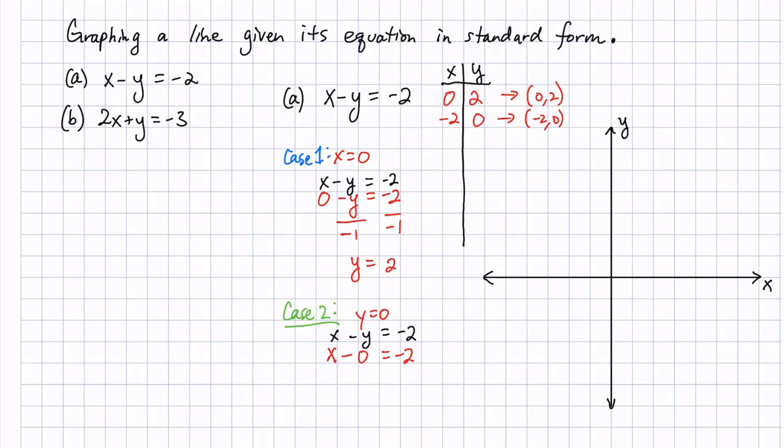And let's plot the ordered pair 0, 2. So go 0 units in the x direction and then go up 2 units in the y direction. Let's also graph this other ordered pair. This says go left 2 units in the x direction and then don't go up or down. So we go left 2 units in the x direction. We get that.